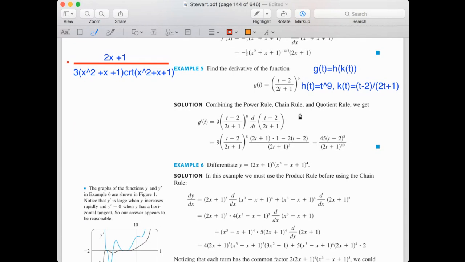Okay, then we apply chain rule. So chain rule for h prime of t is just 9t raised by 8, right? Then h takes k as input. That becomes 9 times k raised by 8. Then take a derivative of k prime, derivative of k. Derivative of k, we take a quotient rule.